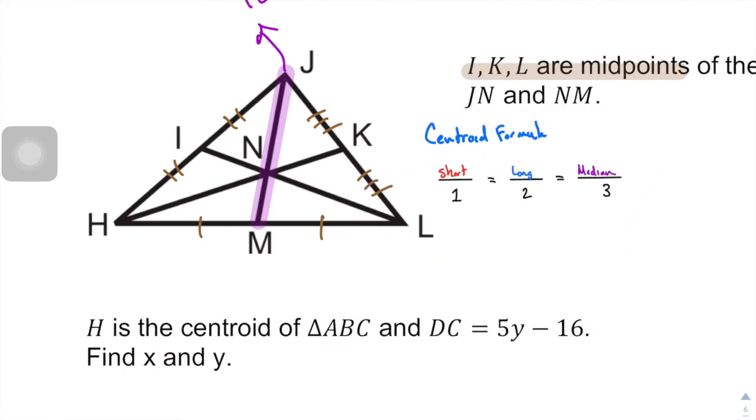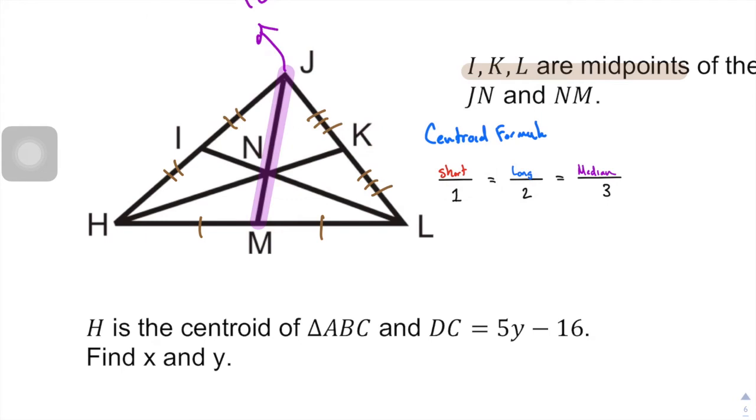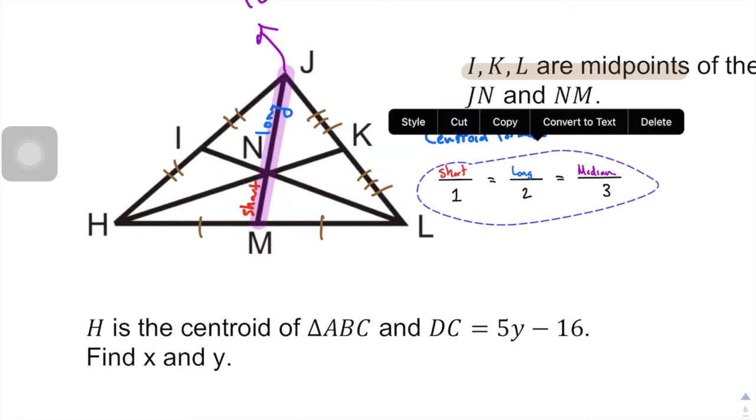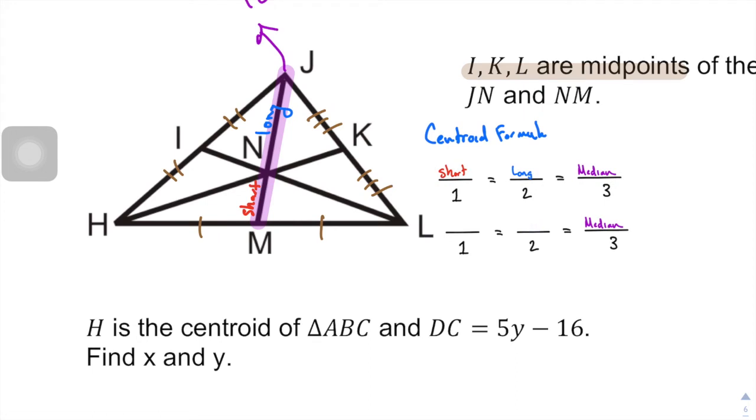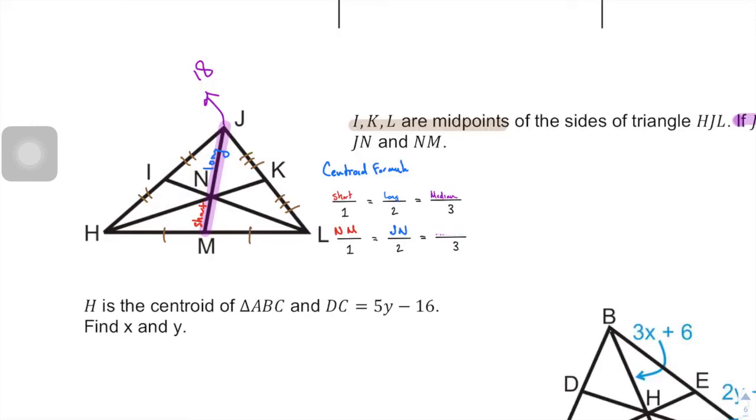Okay, so we have our median already defined. It's JM. We need to figure out what the short and long are. Short, you can always look and depend on the picture here because it has to be drawn to some sort of scale. I cannot draw the short in any way that would look longer than the long. So let's label, and then substitute these into our formula. We know that the short piece is NM, and we know that the long piece is JN. We also know that the median, which is JM, is 18.